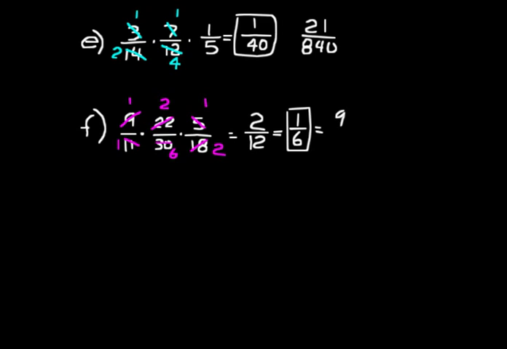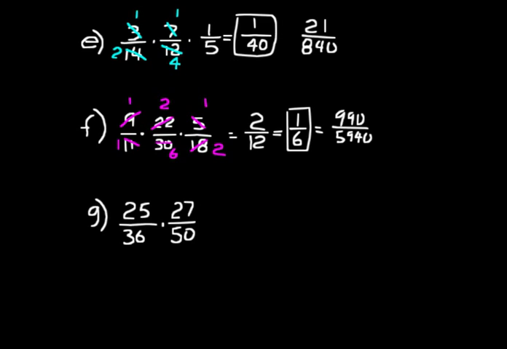And so that one would have equaled 990 over 5940 if we had not reduced first. And that just would have been a lot to deal with to try to reduce that to lowest terms. So just make sure you do that. Reduce each fraction first, then do your multiplication.